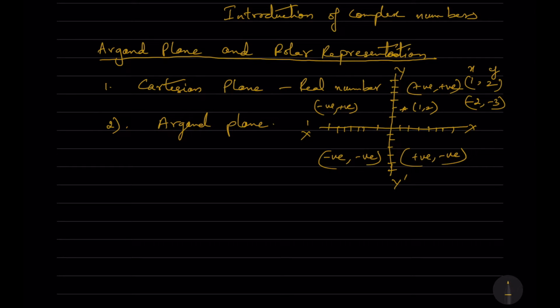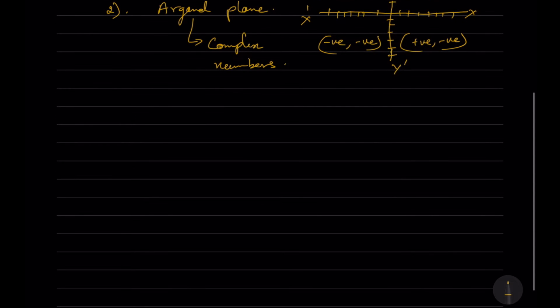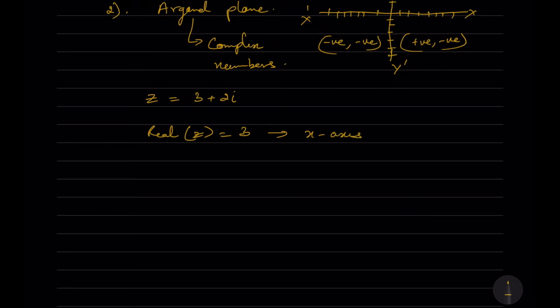So now next, what is the Argand plane? In the Argand plane, what we represent is complex numbers. You know that complex numbers consist of a real part and an imaginary part, isn't it? Now suppose we take z equal to 3 plus 2i, as an example. So here the real part of z is equal to 3, which is represented on the x-axis, and the imaginary part of z, as you can see, is equal to 2. This is represented on the y-axis.